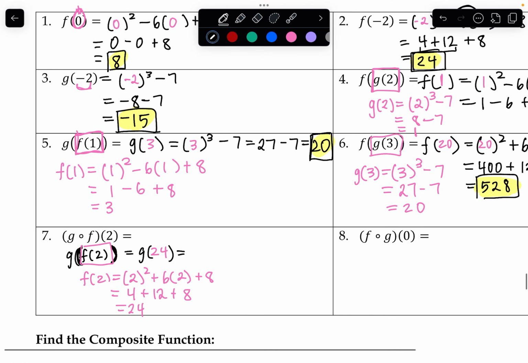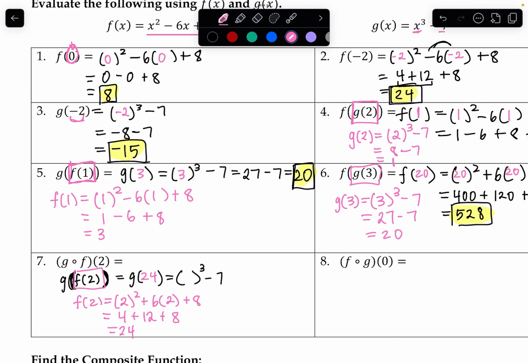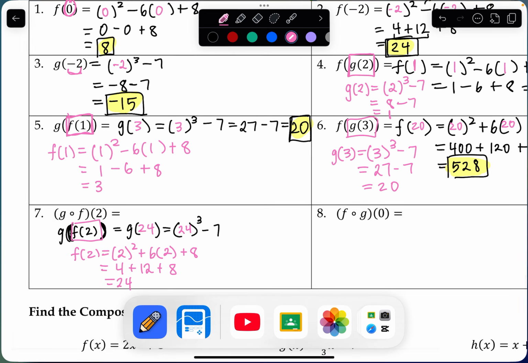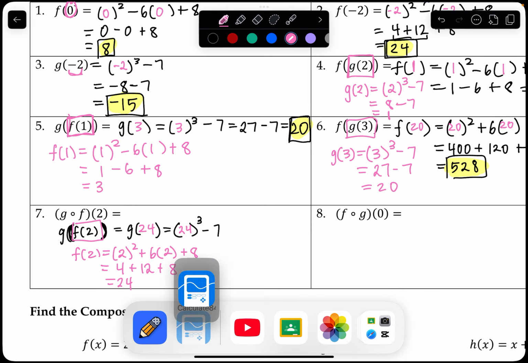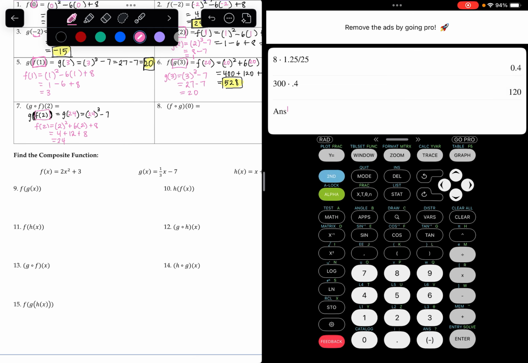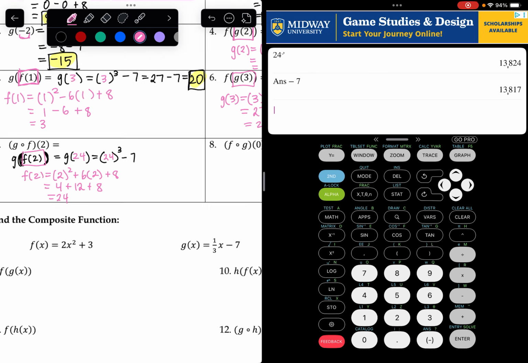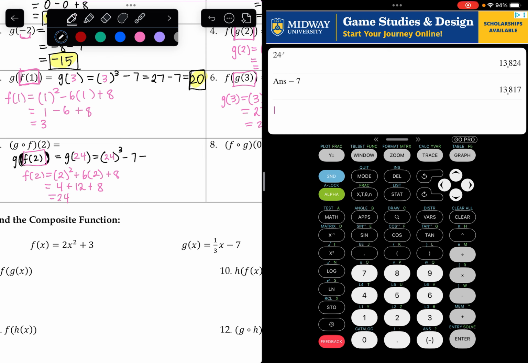Oh no. The rule for g says x cubed minus 7. And so we have to cube the 24 and then subtract 7. So 24 cubed. And then subtract 7. 13,817.